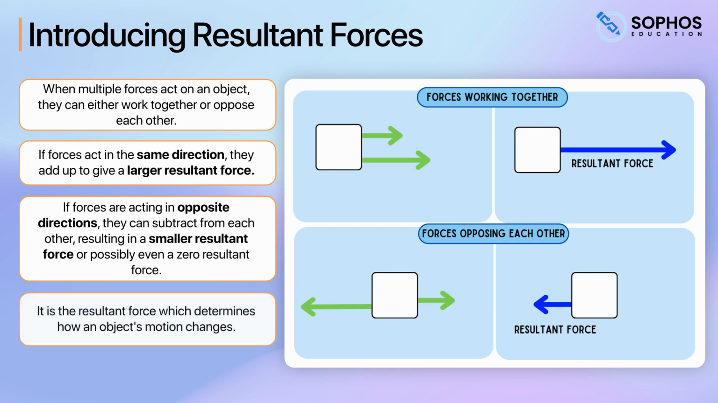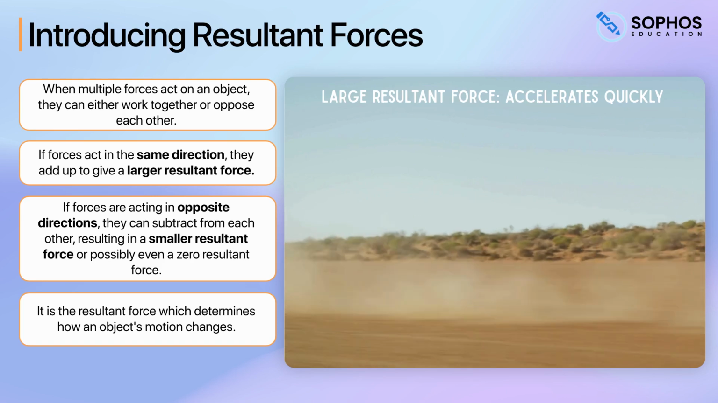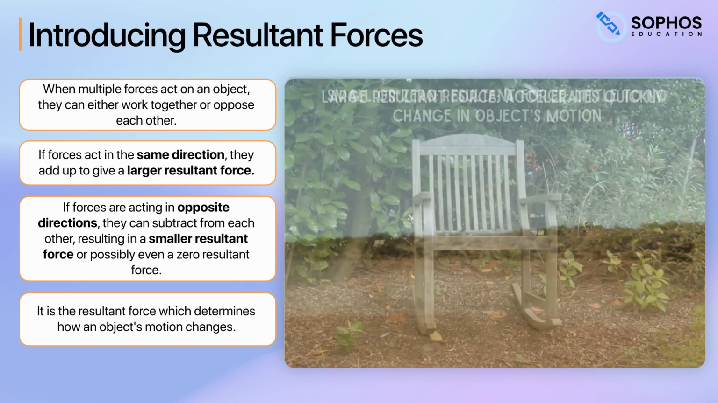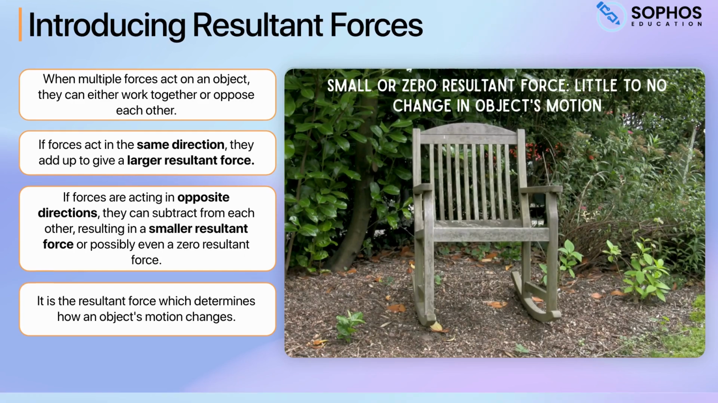Crucially, it is the resultant force which determines how an object's motion changes. For instance, if a large resultant force is acting on an object, it might accelerate quickly. Conversely, if the resultant force is small or zero, there might be little to no change in the object's motion. Let's consider a few simplified examples to understand this concept better.